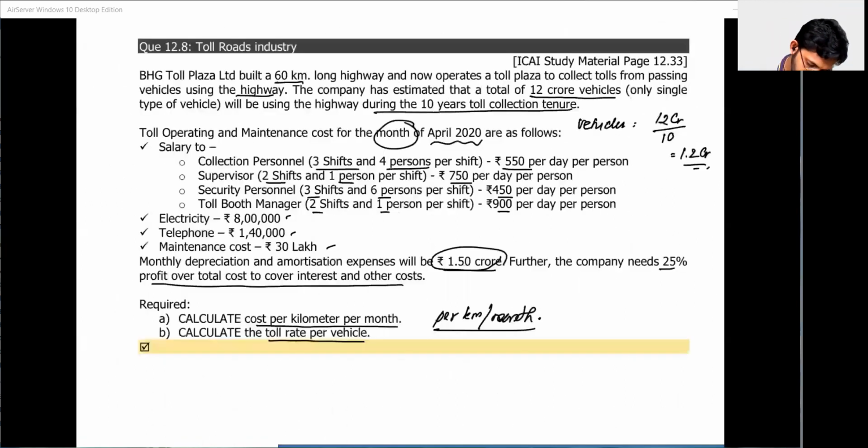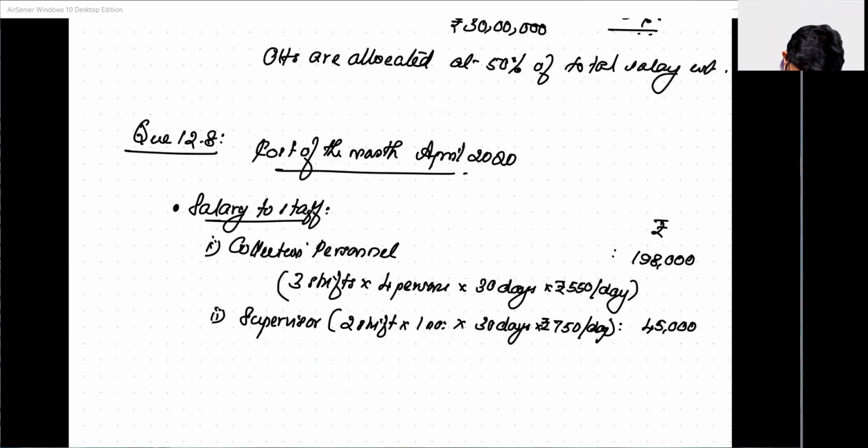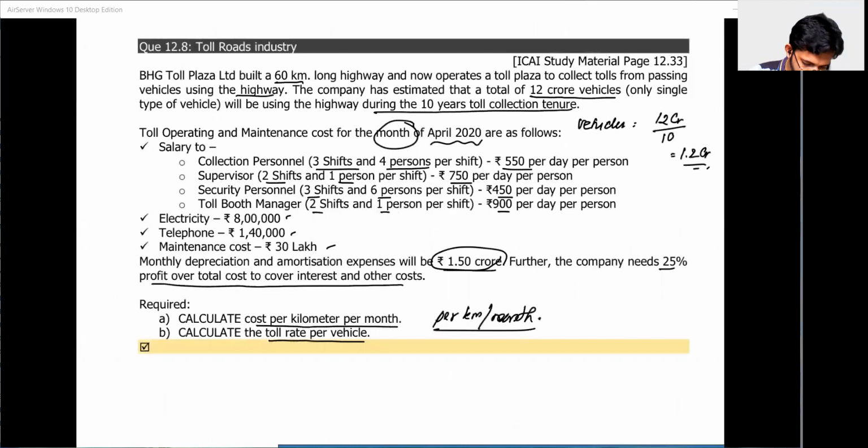Next is security personnel. Security personnel, per shift 6.